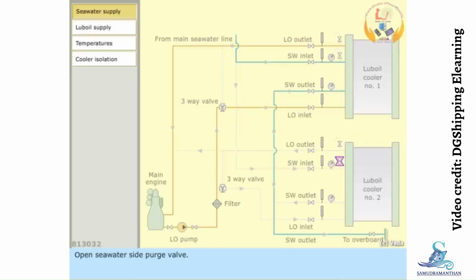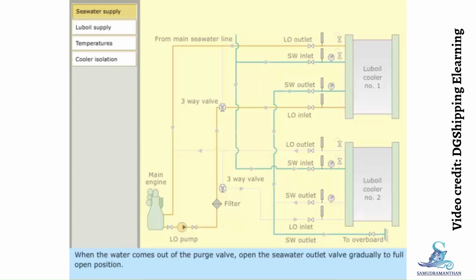Open the seawater side purge valve. Open the seawater inlet valve by one turn. When the water comes out of the purge valve, open the seawater outlet valve gradually to full open position. This will ensure that no air is trapped in the seawater side. Close the purge valve. Open the inlet valve fully.